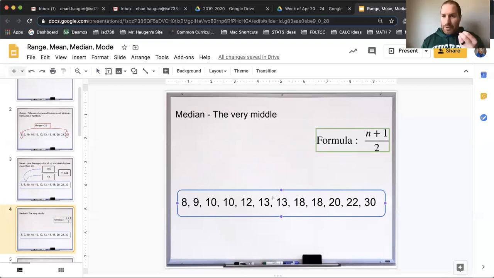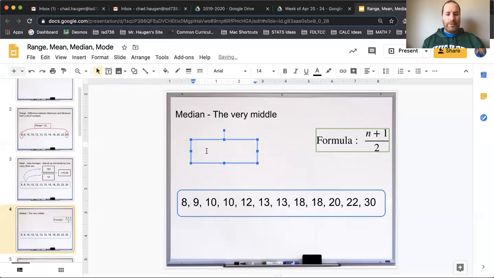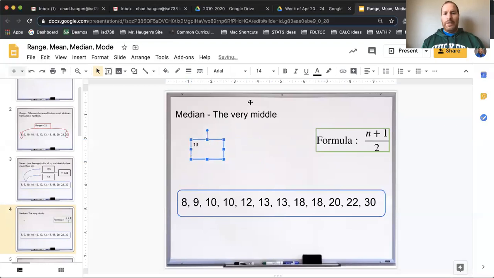So then we average those middle values, or add them up and divide by 2, which in this case we would just get 13. So the median here is 13, and that's what we would have in that case. But I like to use a little bit of this formula here.